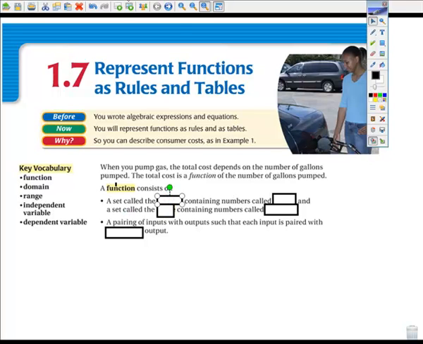So there's a set called the domain, and it contains all the numbers that are the inputs. And we also have a set called the range, and those contain the numbers called the outputs. So domain are the inputs, range are the outputs. And then the second bullet point here, a pairing of inputs with outputs. So a function consists of a pairing of inputs, a pair means two, with outputs, such that each input is paired with exactly one output. So underline that, please. Exactly one. Each input has exactly one output, and we'll discuss what that means momentarily.